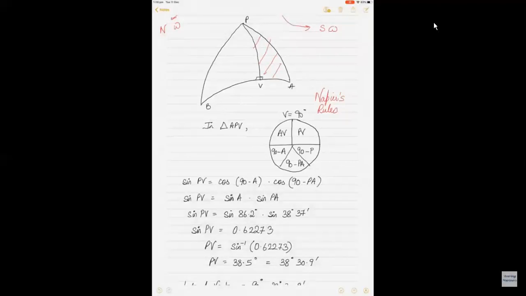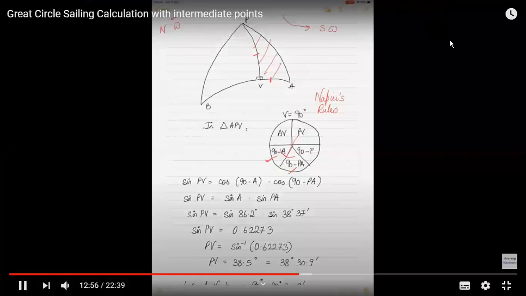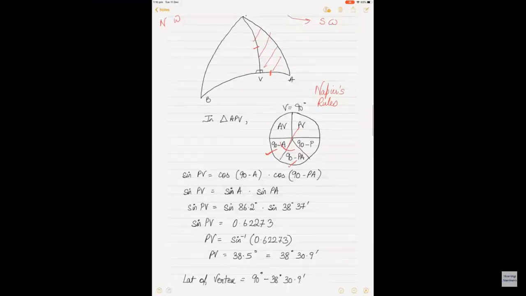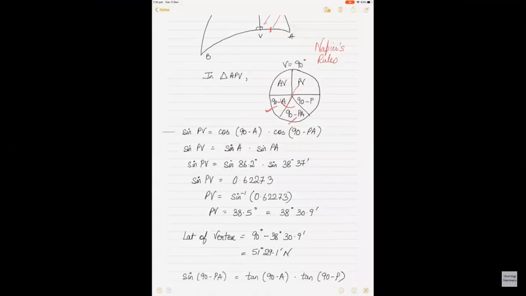Then the angles opposite, so PV, and then I will find out the latitude of the vertex. So I will use a rule: sine of the middle equals cos of the opposites. Here the middle is PV, so sine PV equals cos of the opposites, cos of 90 minus A, and cos of 90 minus PA.